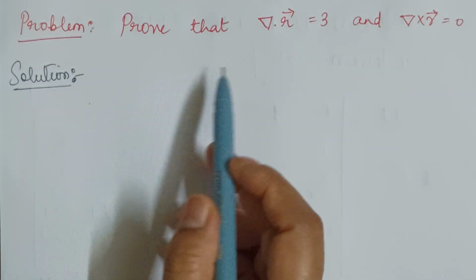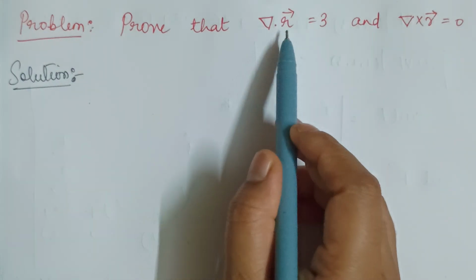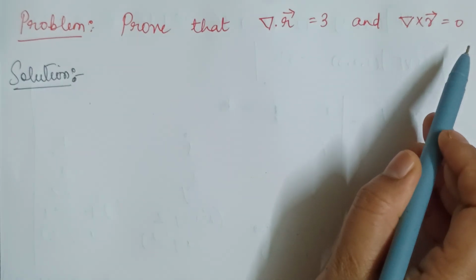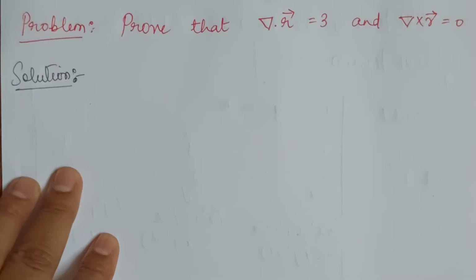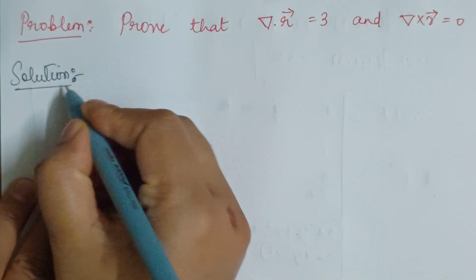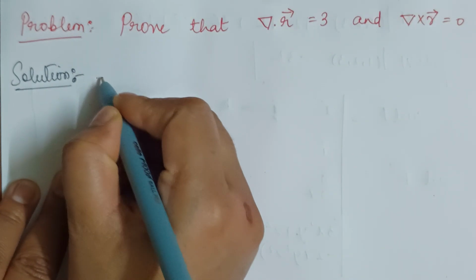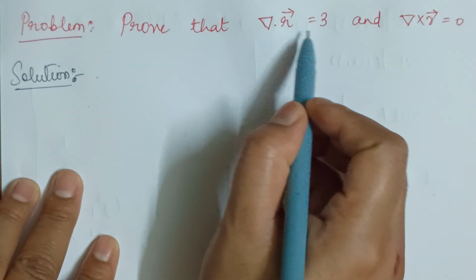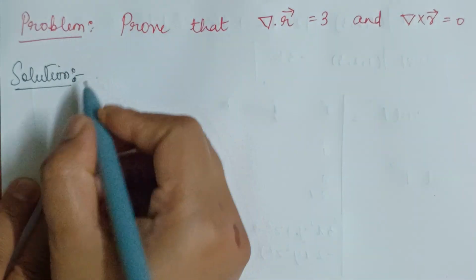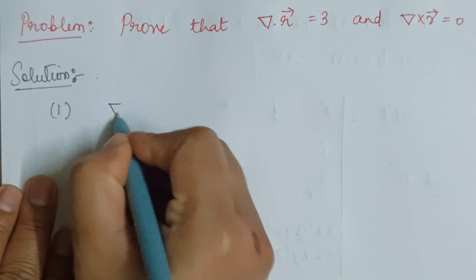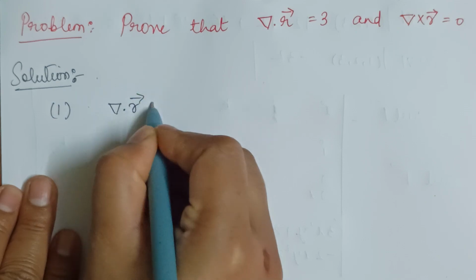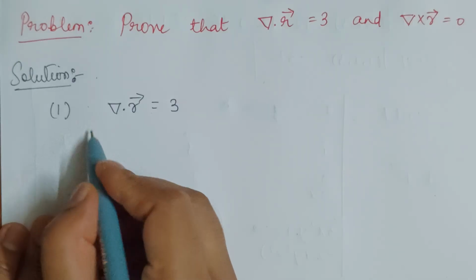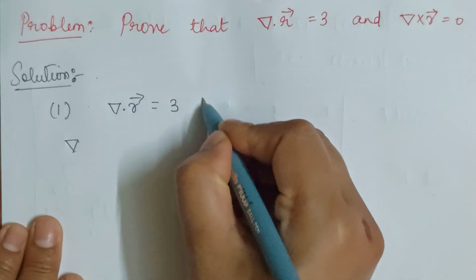In this video, we are going to prove that del dot vector r is equal to 3 and del cross vector r is equal to 0. So this is the statement given, let's find out the solution. First, we are going to prove that del dot vector r is equal to 3. This is what we have to prove.